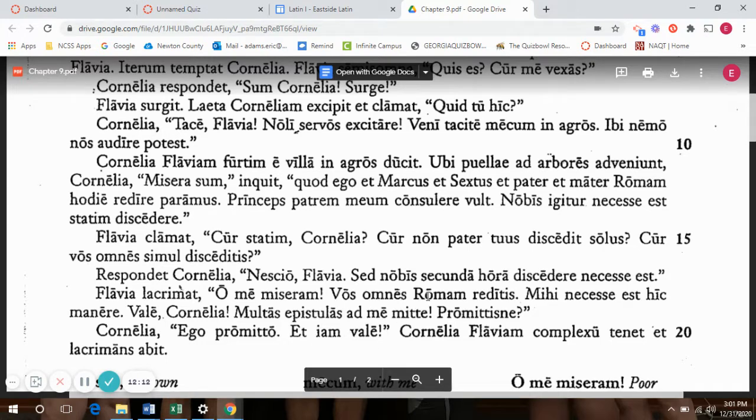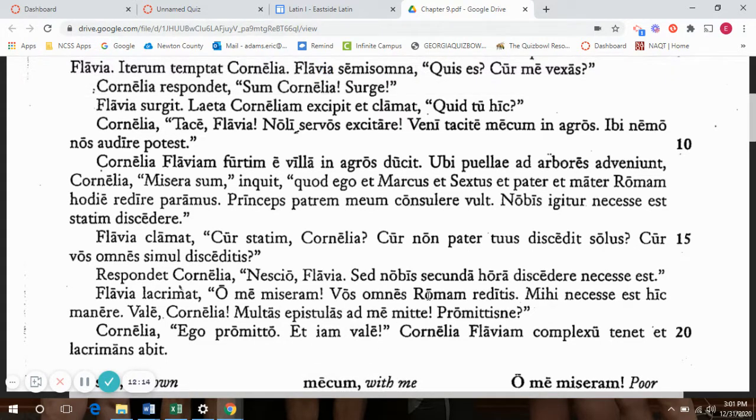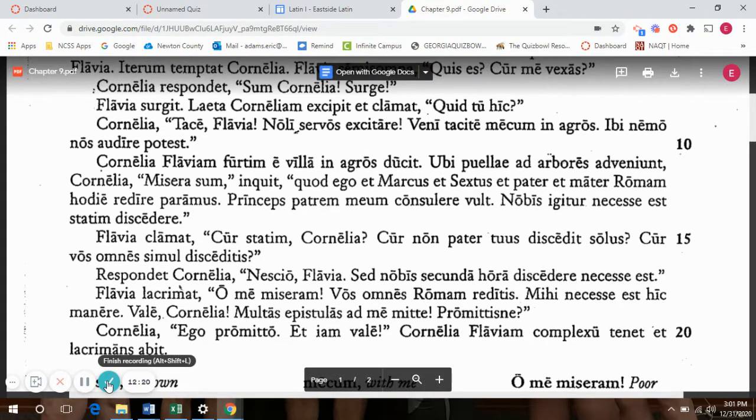So, nevertheless, a sad time of saying goodbye for Flavia and Cornelia, but nevertheless, they will probably see each other again, maybe next summer or in the future. So good luck. Hopefully you study and pay attention with all the various different forms and content in Chapter 9.